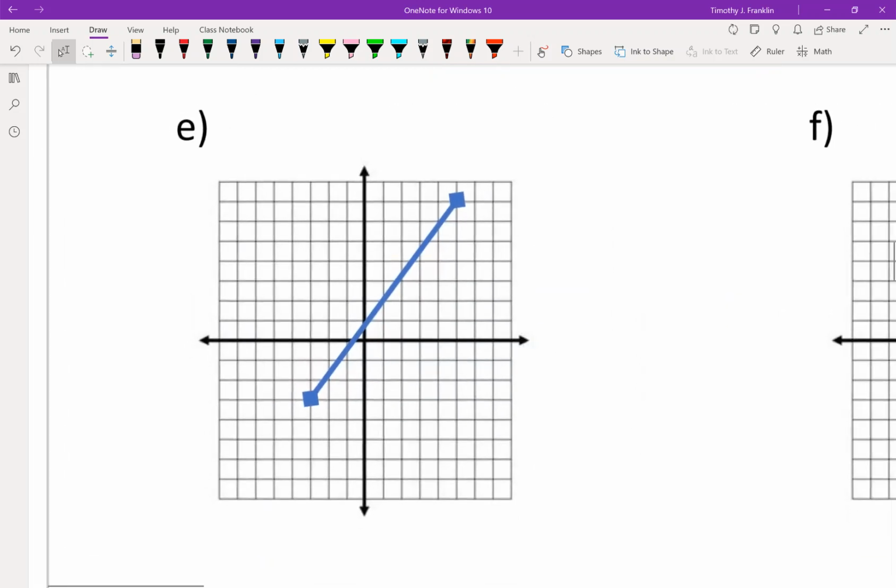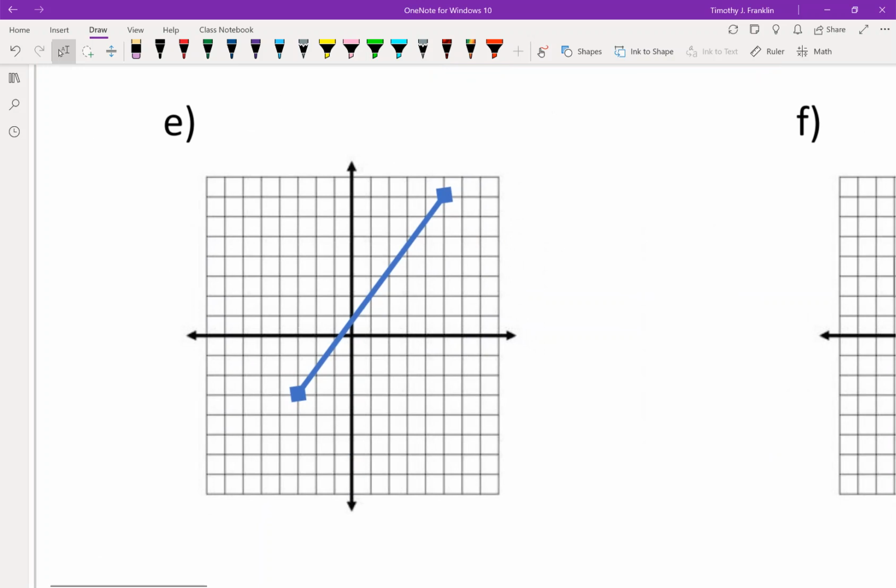So on example E here, first we have to determine what the endpoints are. And so down here we have an ordered pair of negative 3, negative 3. So our ordered pair here is negative 3, negative 3. And for the other point, looks like 5, 7.